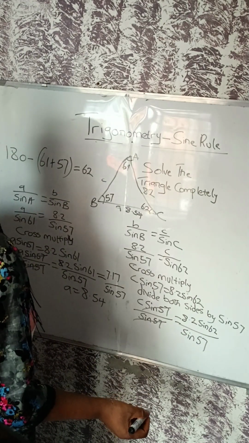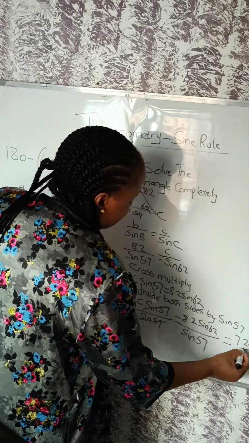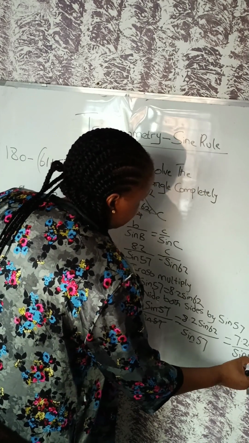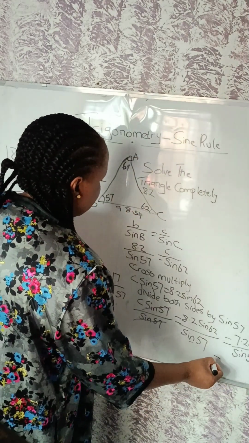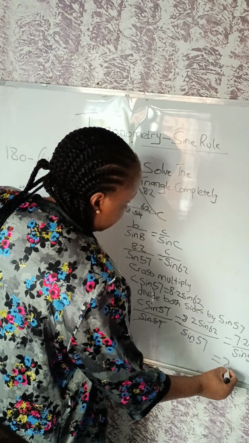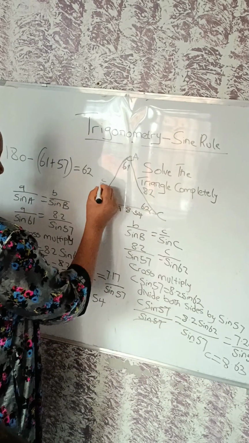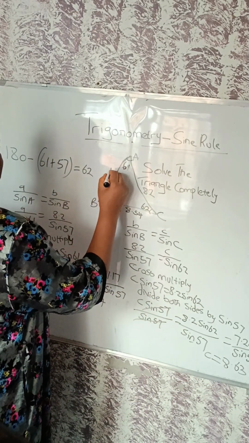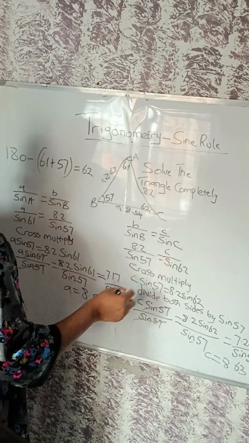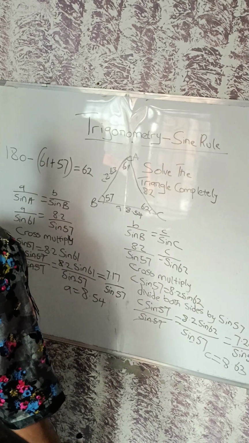8.2 times sine 62 will give us 7.24. Now divide by sine 57. And when we've done that, we'll have 8.63. So this is our small c, 8.63. So now we have all of it. We solved the triangle completely.